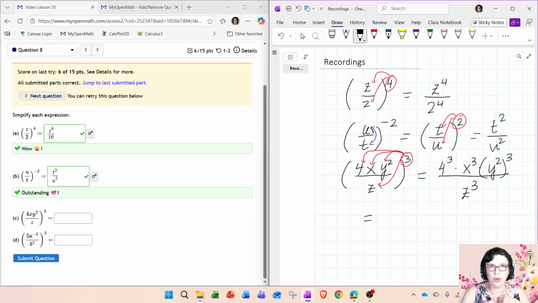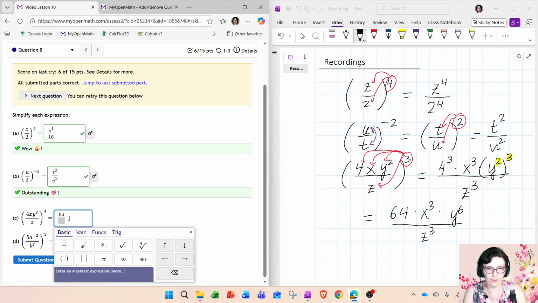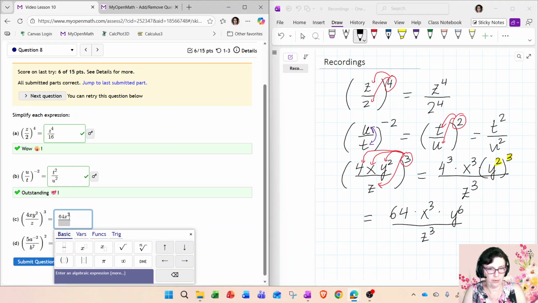Now at this point, you just have to do one more thing. Remember, the power to a power property of exponents is that we are multiplying them. Also, you can use a calculator and compute 4 cubed, which is going to be 64. And then we got x cubed. Here, remember, we are multiplying the powers. This will become y to the power 6. And then we divide that by z cubed. All right, let's enter that.